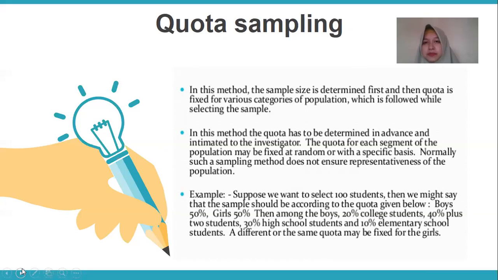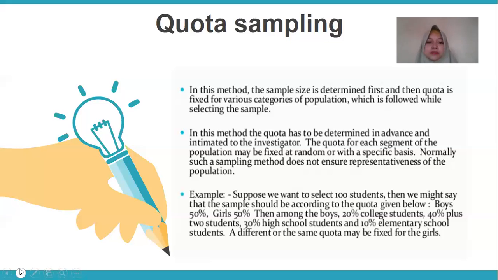For example, suppose we want to select 100 students, then we might say that the sample should be according to the quota given below. Boys, 50%, girls, 50%. Then among the boys, 20% college students, 40% senior high school students, 30% high school students, and 10% elementary school students. A different quota may be fixed for the girls.